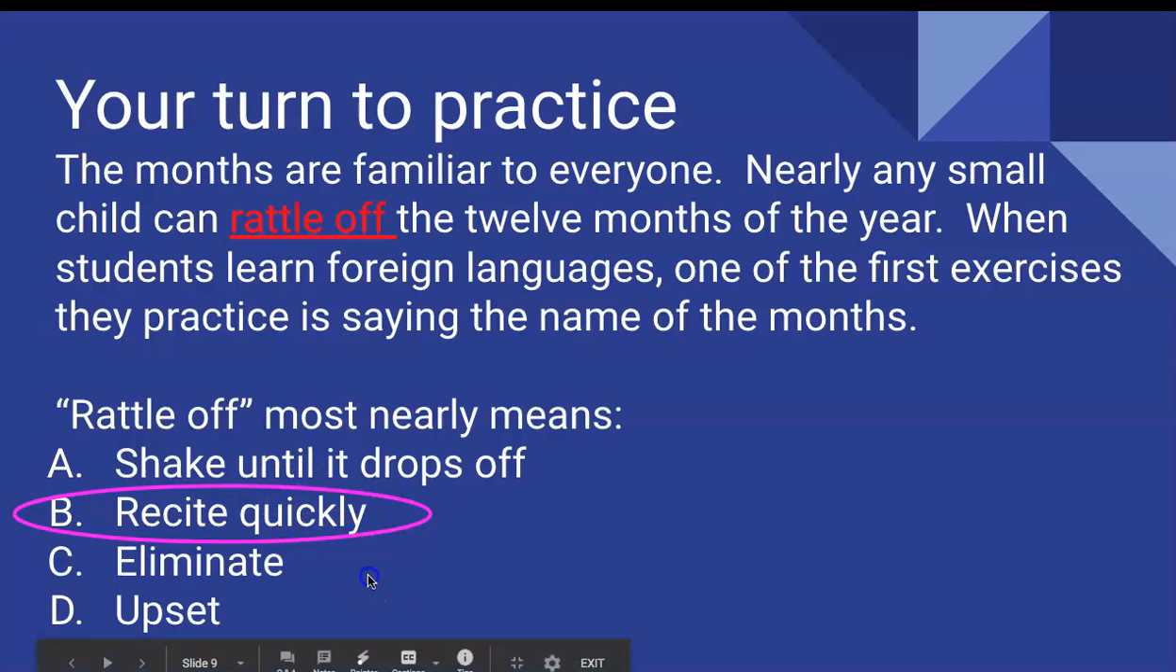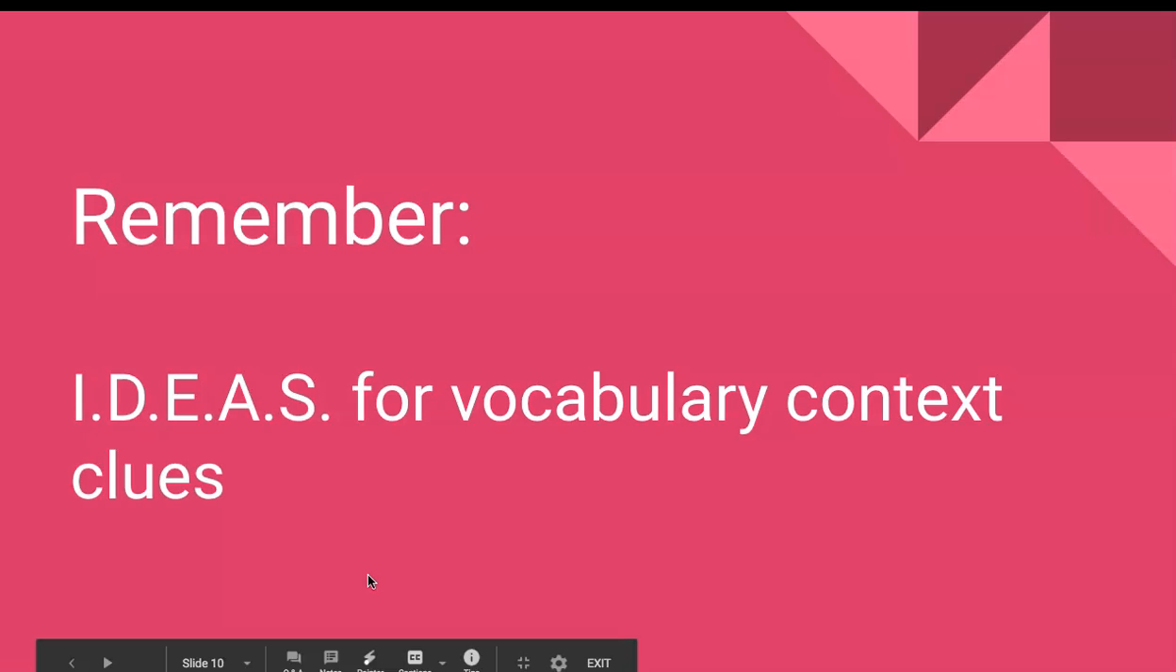Now, just a reminder, to sum it all up, if you can remember the acronym IDEAS for vocabulary context clues, that will help you figure out the definition of vocabulary words when you're taking the test. You do have to go back to the context. You do have to go back to the text and figure it out from there.